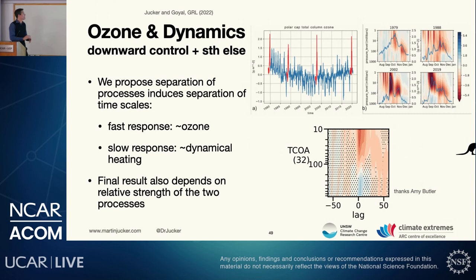And so is there any evidence other than 2019 that this happens? This is just a polar cap total column ozone time series. And in red, there are these four peaks immediately. That's all I did, just plot this as a function of time. You see these four enormous peaks. One, of course, is the 2002 sudden warming, the 2019 sudden warming. But there was also 88 and 79.